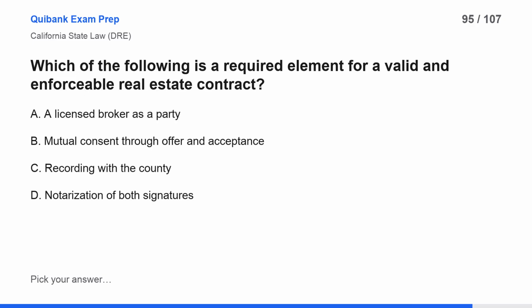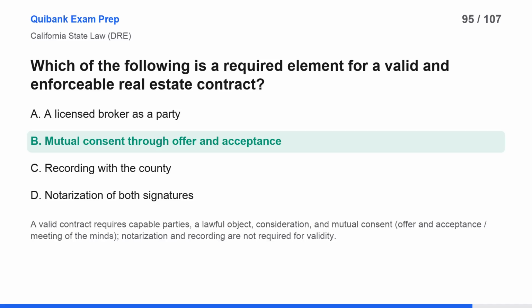Question 95. Which of the following is a required element for a valid and enforceable real estate contract? A. A licensed broker as a party. B. Mutual consent through offer and acceptance. C. Recording with the county. D. Notarization of both signatures.